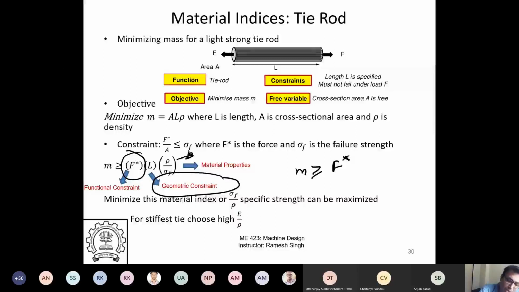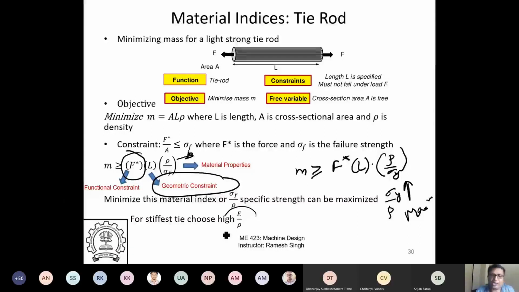And this is where I have to choose rho over sigma f or rho over sigma y, let's say. If it is a yielding condition, rho over sigma y should be minimum, right? Then only my mass will be minimum. So what I can do is say sigma y by rho should be maximum. And for the stiffest tie, it will be E over rho for uniaxial loading, right? So now if I have to do sigma y by rho, I go back and see. Let's go back to sigma by rho. This is the chart, right?